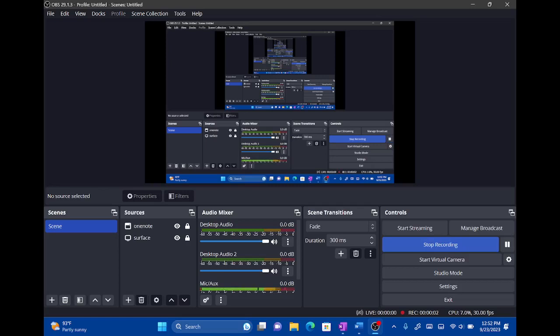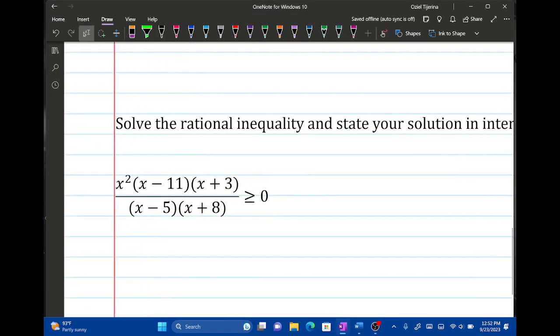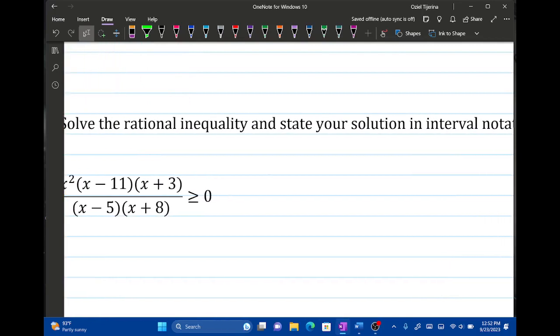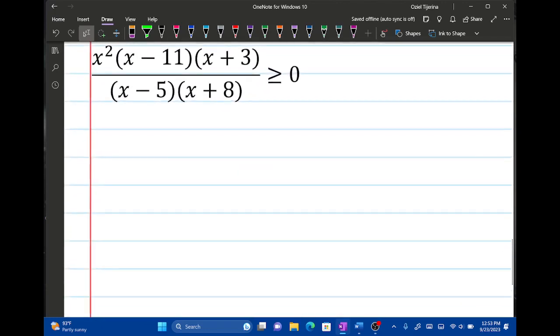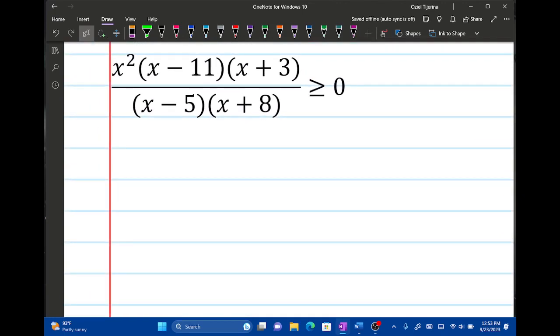Hello guys, I wanted to make this video over the following example that is right here. So in this video we're going to do this example and we want to solve this rational inequality and state our solution in interval notation. So these can be very tricky depending on the inequality symbol. The best way to go about this is to state the restrictions.